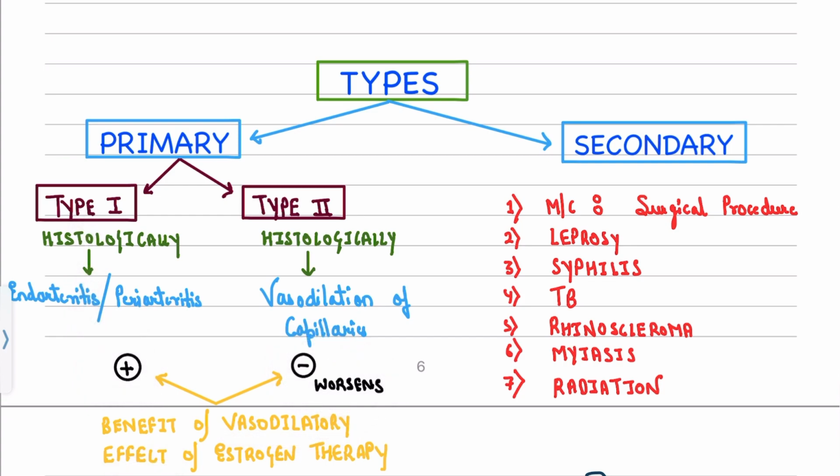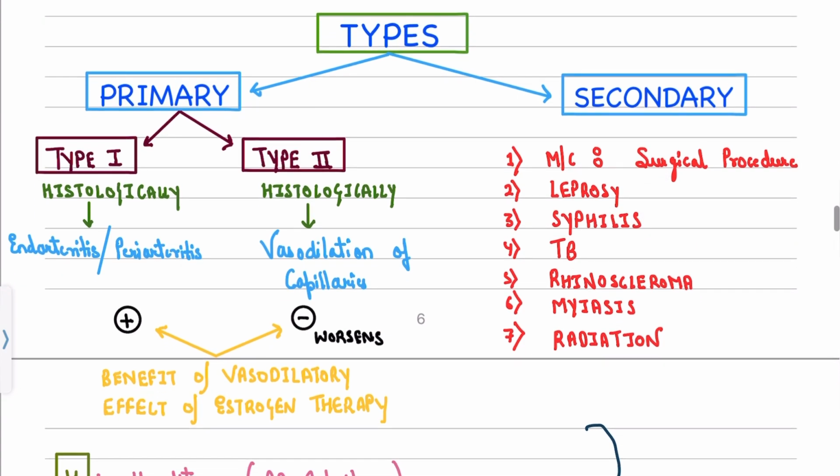Now what are the causes of secondary atrophic rhinitis? The most common cause of secondary atrophic rhinitis is surgical intervention. Alright, that is an iatrogenic cause. Other causes include leprosy, syphilis, tuberculosis, rhinoscleroma, nasal myiasis, and radiation. Leprosy, syphilis, TB, and rhinoscleroma are chronic granulomatous infections. Okay. And now let's see what are the causes of primary.